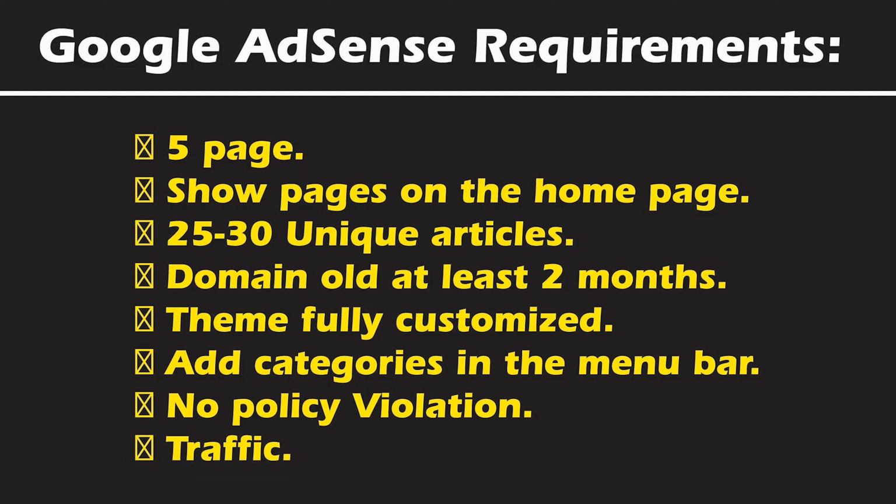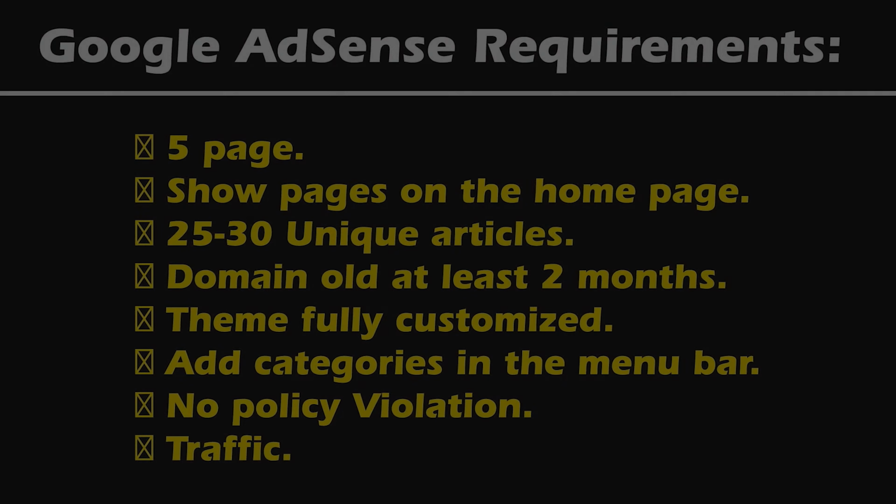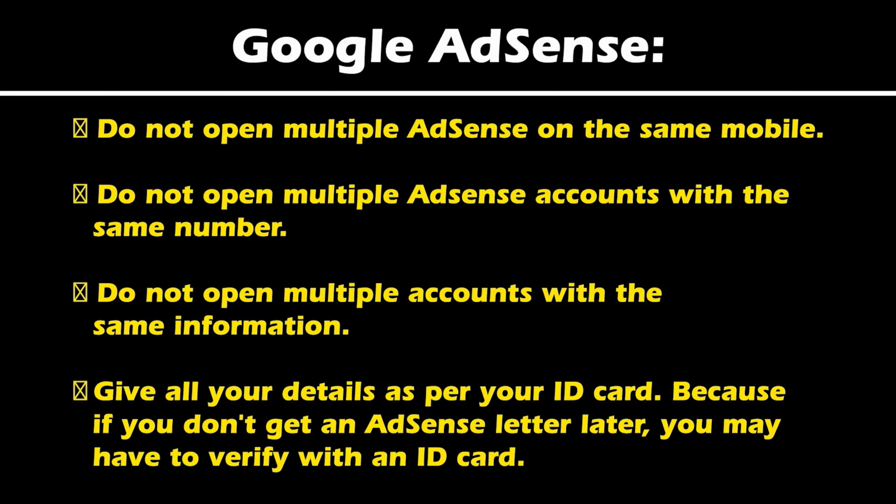Google AdSense requirements. 5 pages, 25 to 30 unique articles of 1,200 plus characters. Domain is at least 2 months old. There should be enough traffic. Do not open multiple AdSense accounts on the same device. Do not open multiple accounts with the same information.